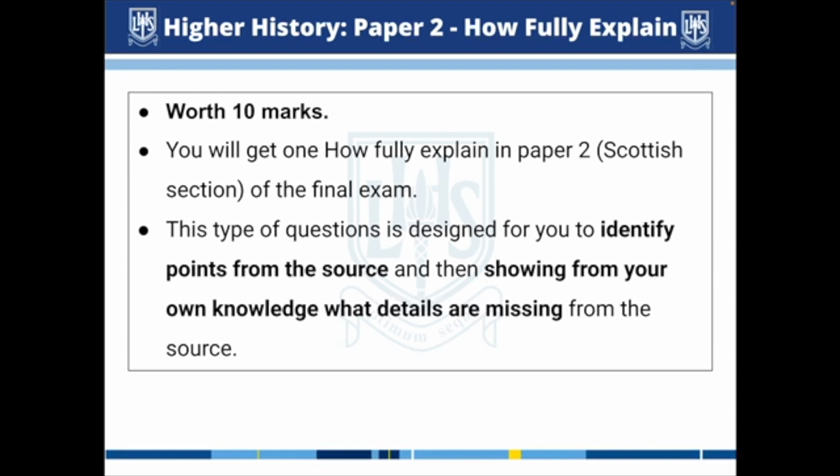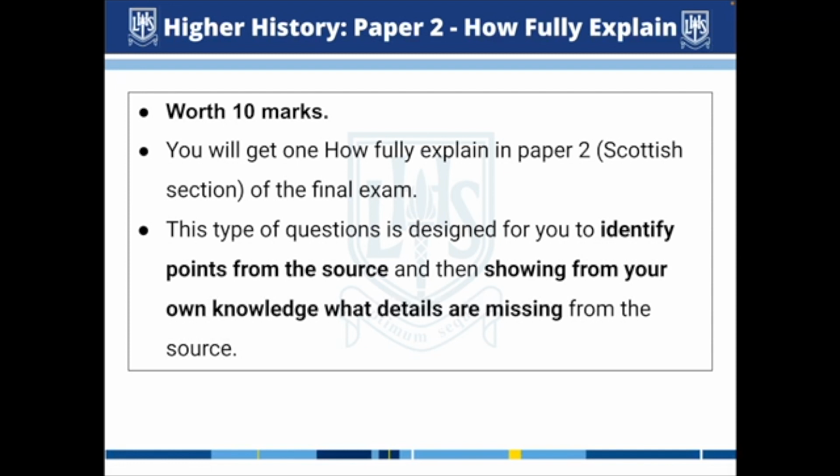So the question is worth 10 marks, so you should dedicate yourself approximately 25 minutes for this question. The good news is you will get one How Fully Explain question in the final exam. Obviously the big surprise is what issue the How Fully question will be on. So this type of question is designed for you to take points from the source.